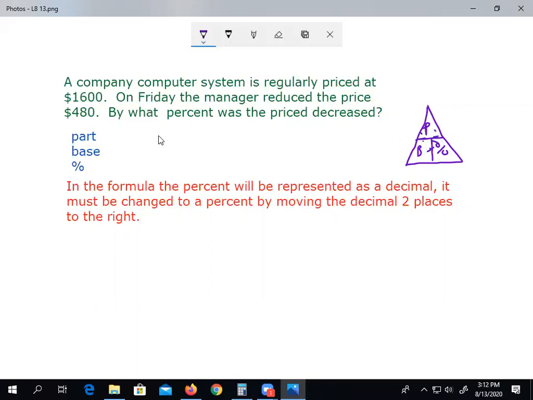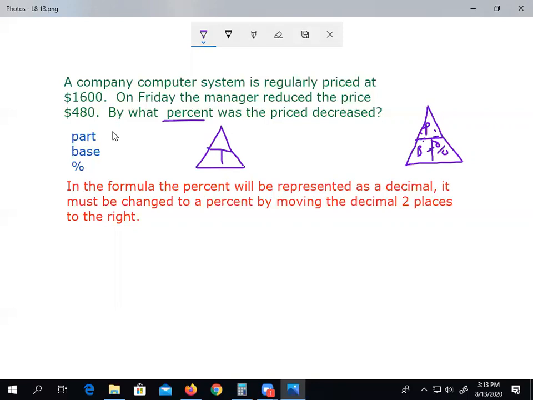So let's see what we know and don't know. Again, I'm going to draw my little triangle over here, and I'm going to leave it empty this time. Then I'm going to fill it in with what I know and don't know. So the part, it looks like the percent was the price decrease. So we're looking for the percent. So the percent is going to be left alone. We don't know what that is.